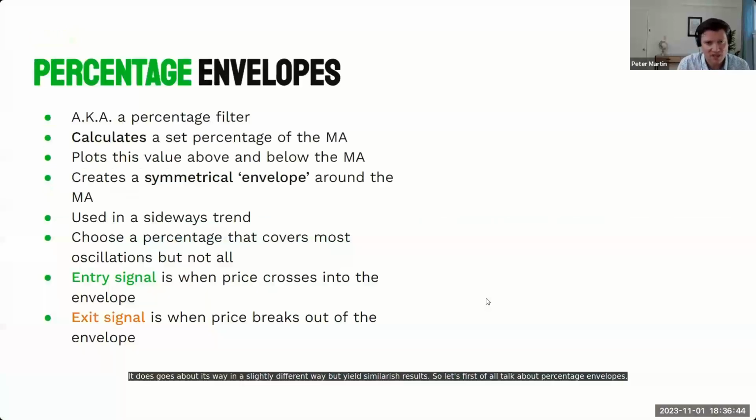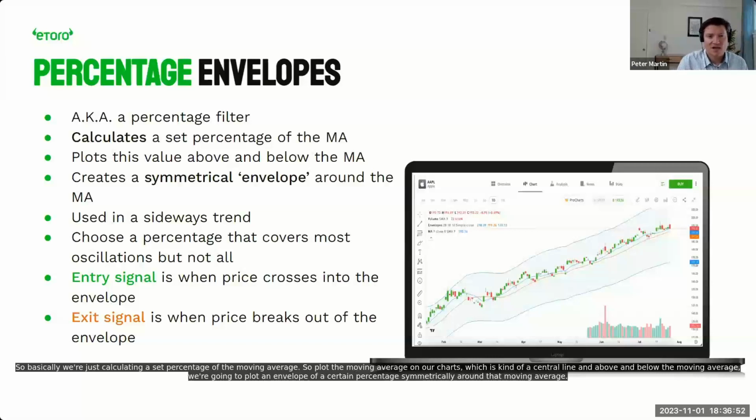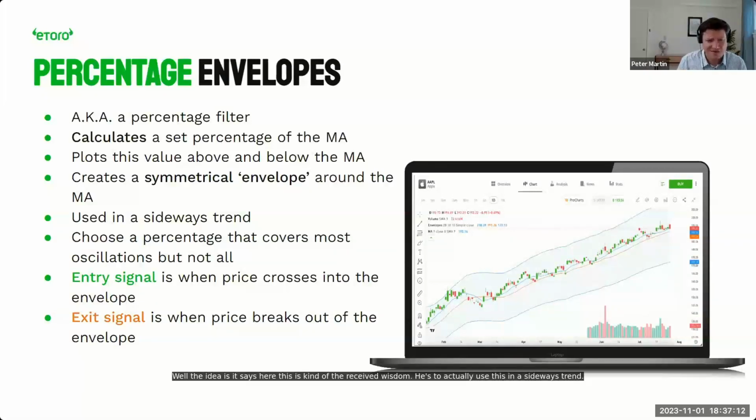So let's first of all talk about percentage envelopes. It's also known as a percentage filter. Basically, we're just calculating a set percentage of the moving average. So we plot the moving average on our chart, which is kind of our central line. And then above and below the moving average, we plot an envelope of a certain percentage symmetrically around that moving average line. Now, the idea, as it says here, this is kind of the received wisdom, is to use this in a sideways trend. So you're trying to choose a percentage that covers most of the oscillation, but not all of it. So you choose a percentage that covers nearly all the price movement either side of the line. But then when we see price push out of this, this is the unusual time, and that is our trading signal.